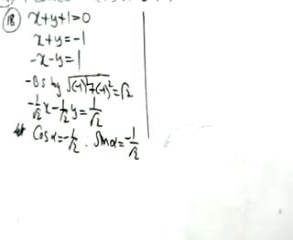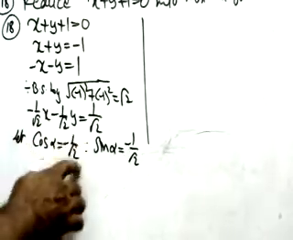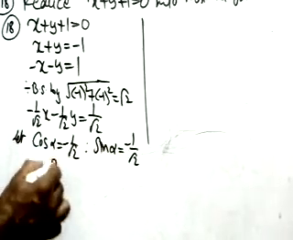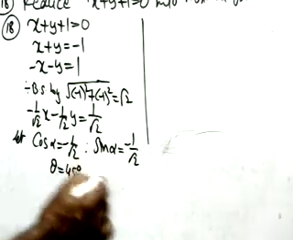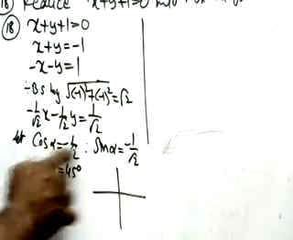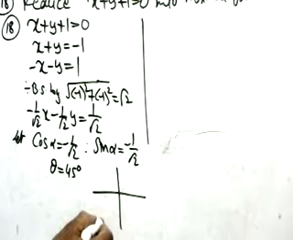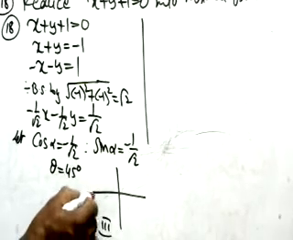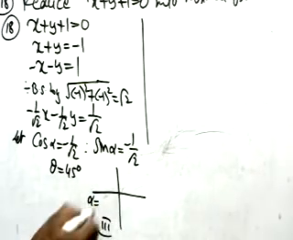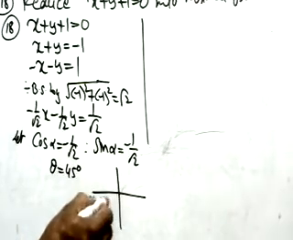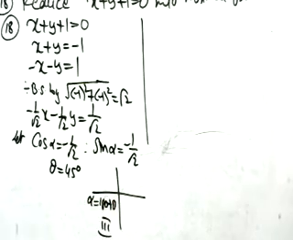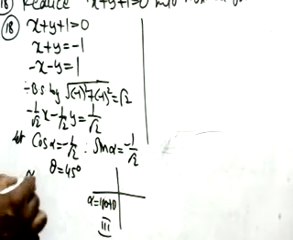So watch carefully. Here, what is the principal value? 1 by root 2, 1 by root 2, 45 degrees. You write like this: theta equals 45 degrees. Now, but alpha, what will it be here? Both are negative, no? So this is the third quadrant. In the third quadrant, both sine and cos are negative. In the third quadrant, we can take alpha equals 180 plus theta.